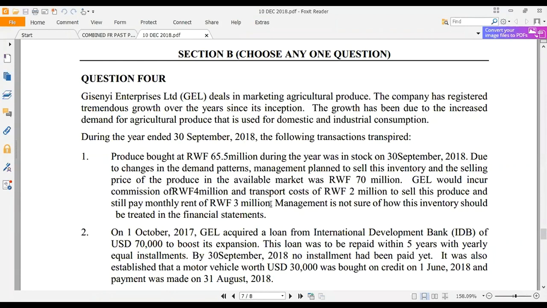During the year, please note the year. During the year ended 30th September 2018. Take note of that. During the year ended 30th September 2018. Take note of that. During the year ended that, of course, I'll remove that.